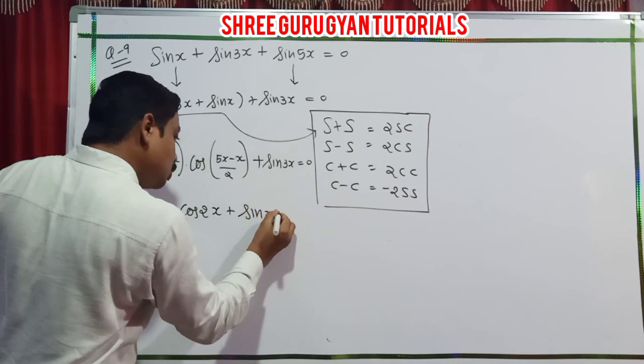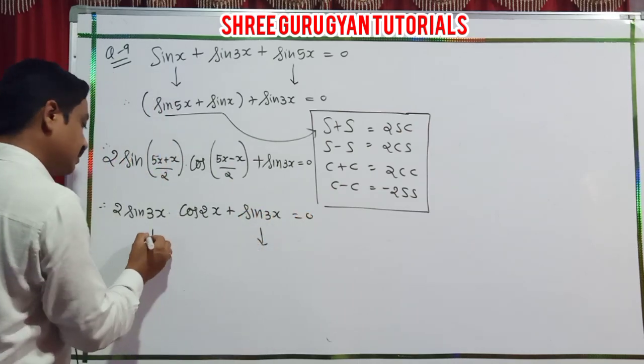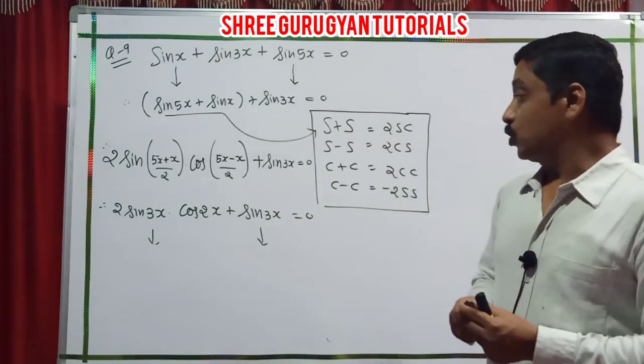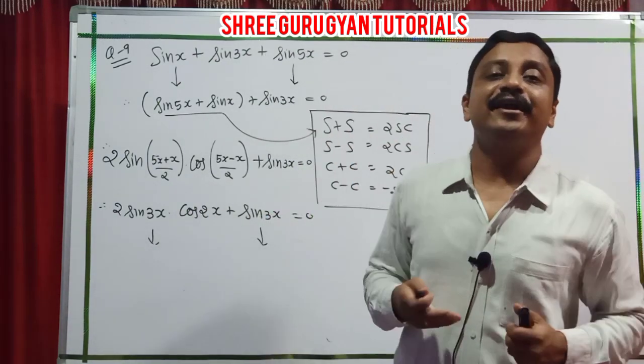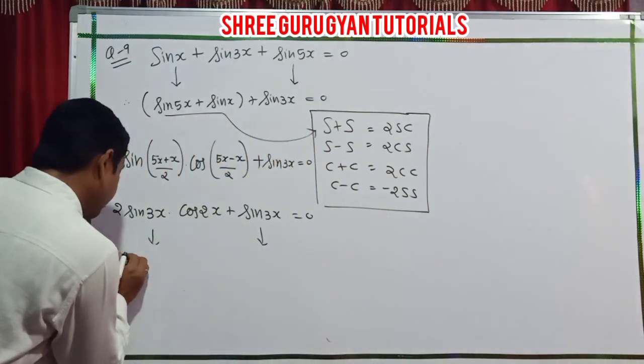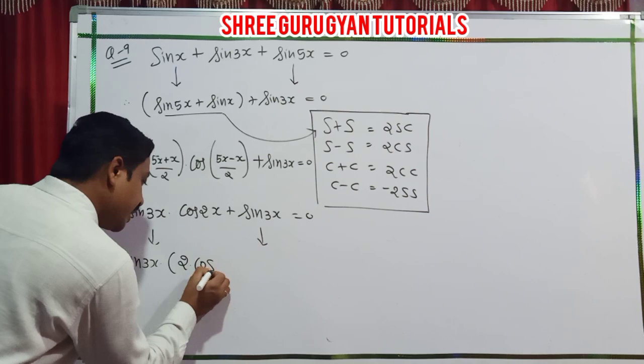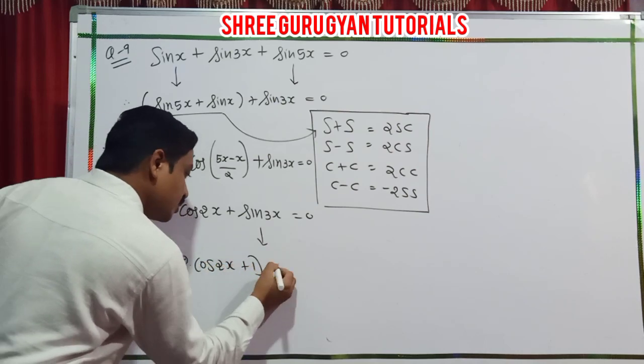And now students, you can easily take the common factor in both parts. Sin 3x is the common factor, and the remaining terms are as they are. So I just take sin 3x common. Remaining I have 2 cos 2x plus 1.